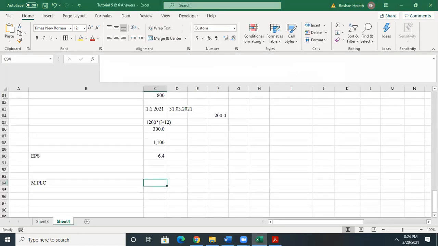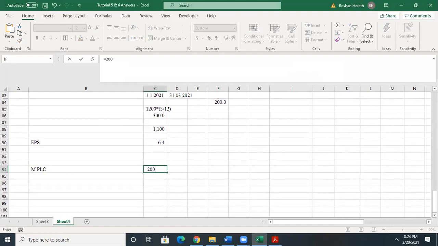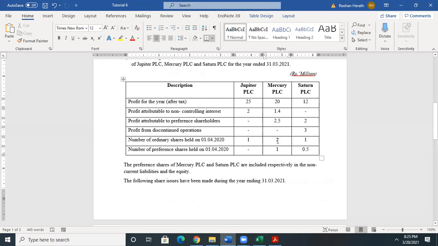So therefore, what is the profit attributable to the ordinary shareholders? It's going to be 18,600. Then let's look at what is the number of shares. The number of ordinary shares outstanding was 2 million.